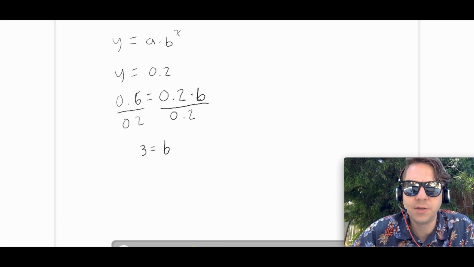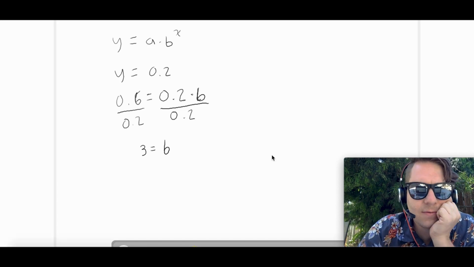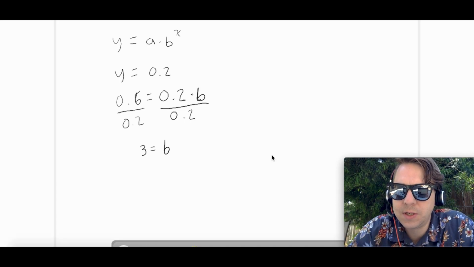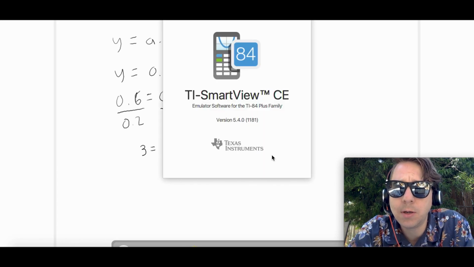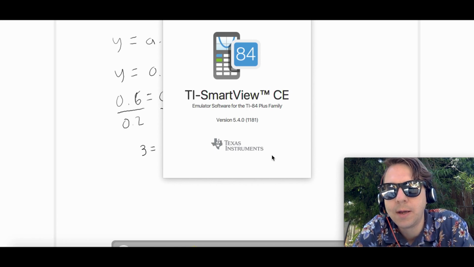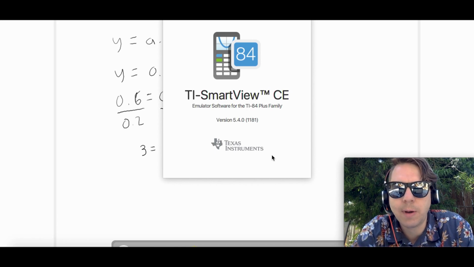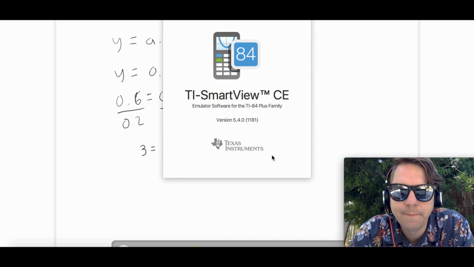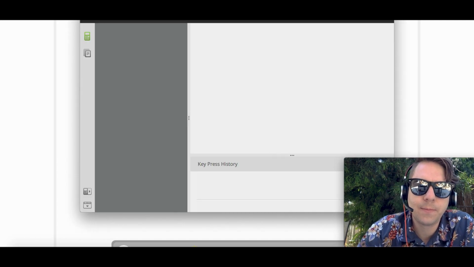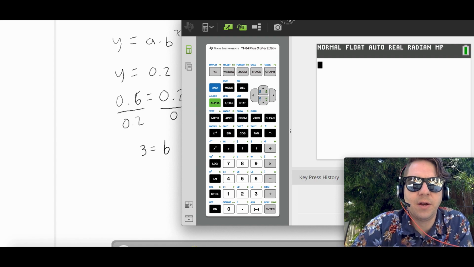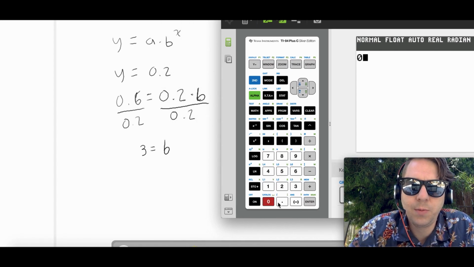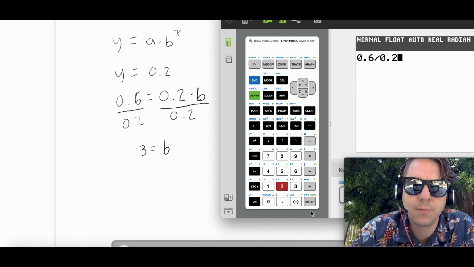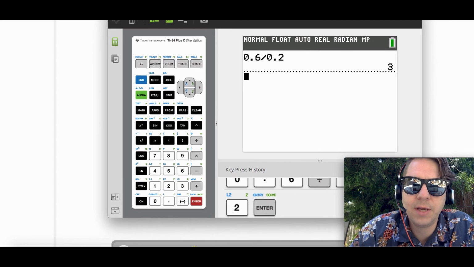You could use a calculator to do that, so I'm going to use the TI-84. This is SmartView. You may have a TI-84 at home to use, or maybe you have one that your teacher has given you or that you bought. This is not necessarily the calculator that you might use for Algebra 1, but it'll do its trick for this. The way you find that on here is you take 0.6 and divide it by 0.2. Then we do that, we get 3.